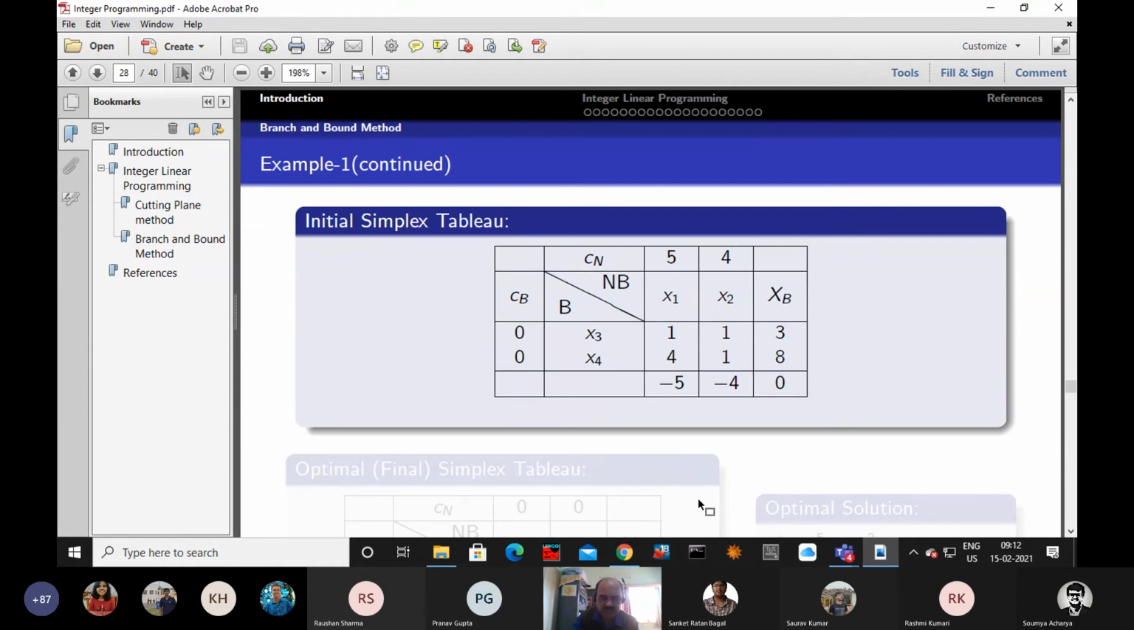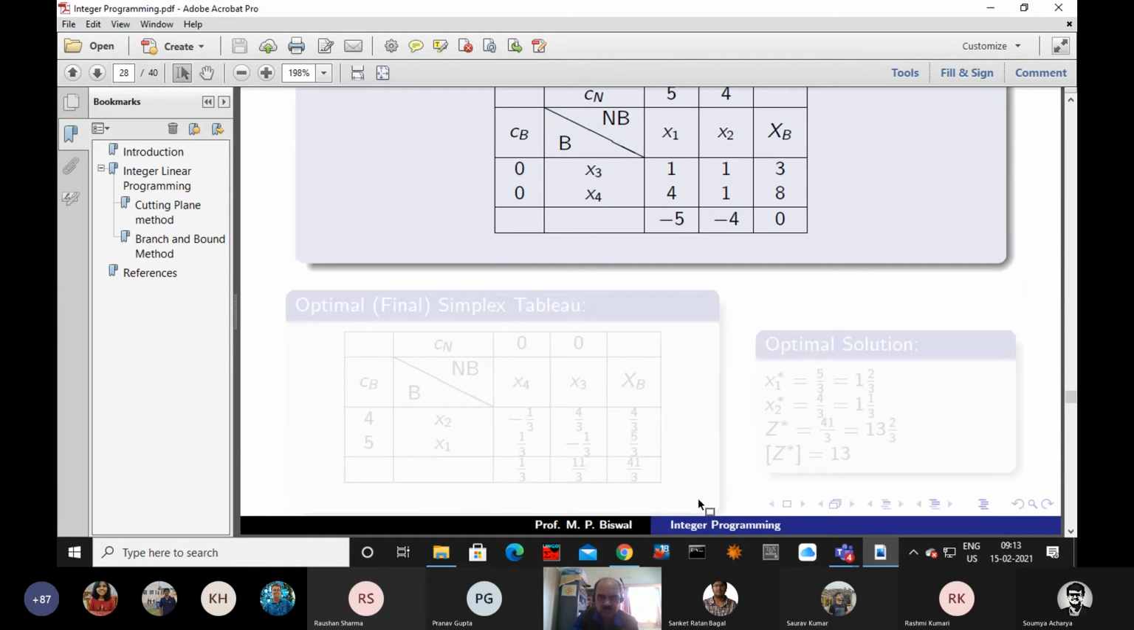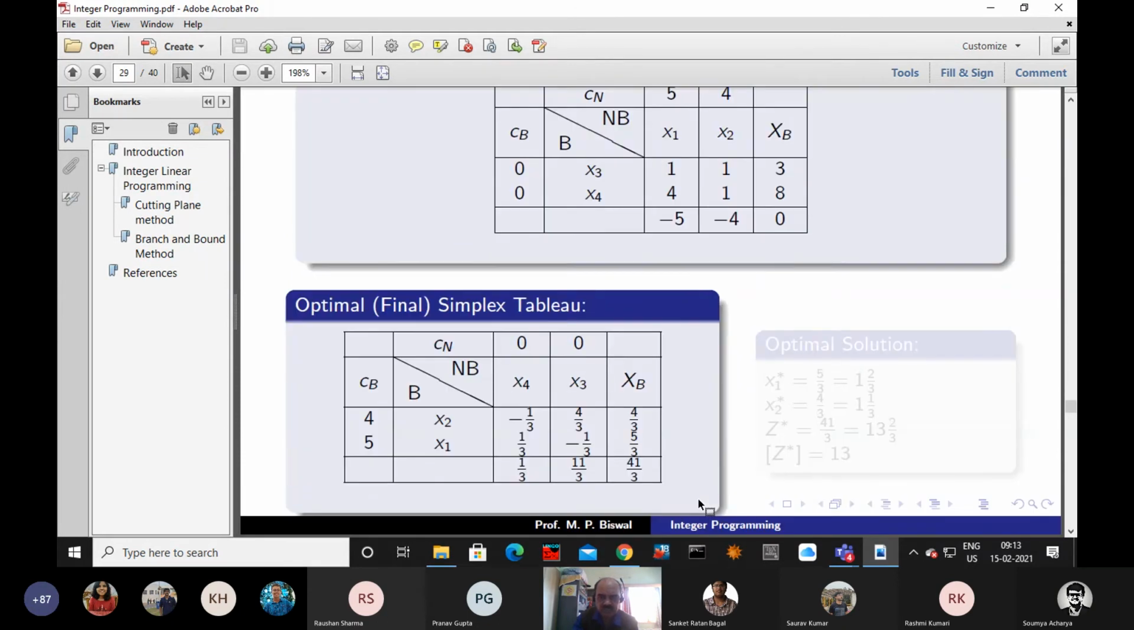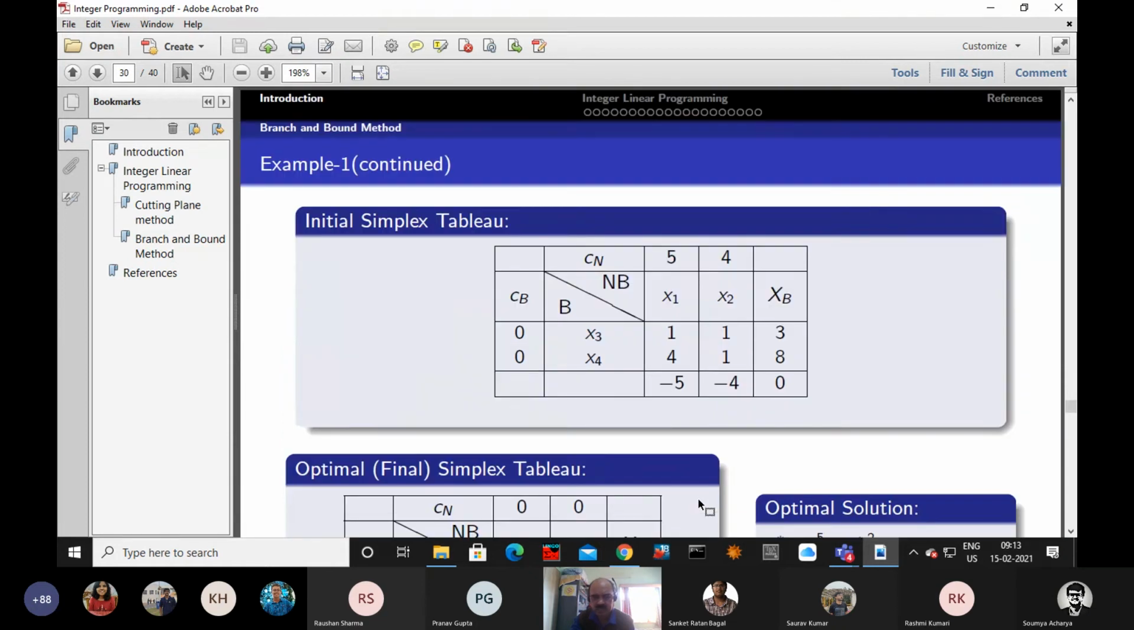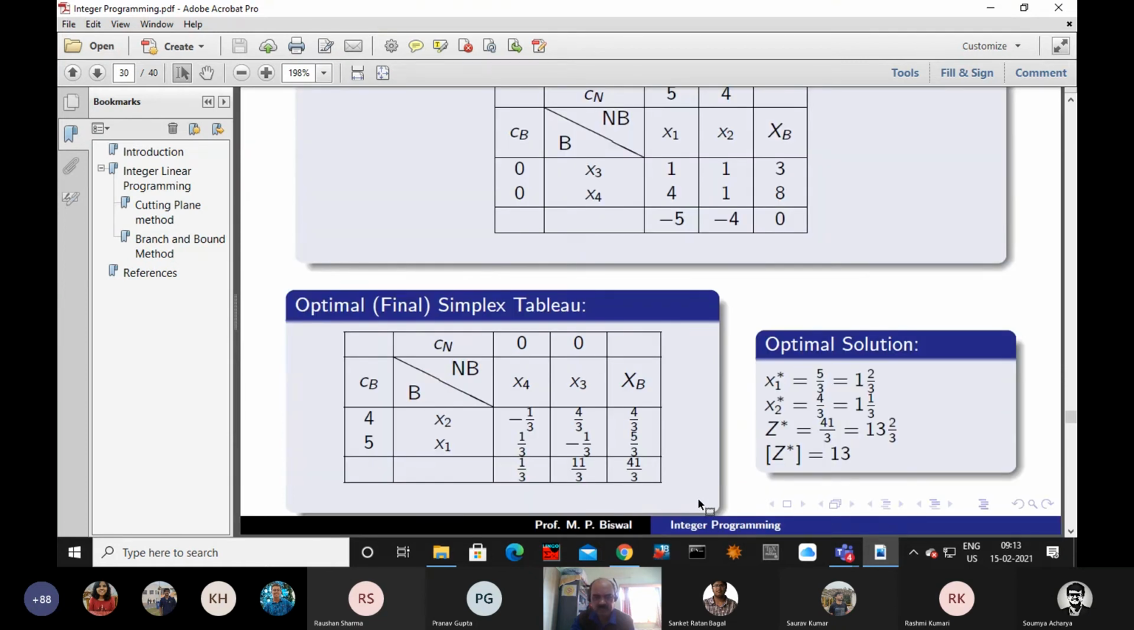we are solving. Same rule, simplex method. So we got this solution. Now, which is the largest fractional part, X2 or X1? X1. Okay, we are taking X1. So with respect to X1, we are considering our X1.